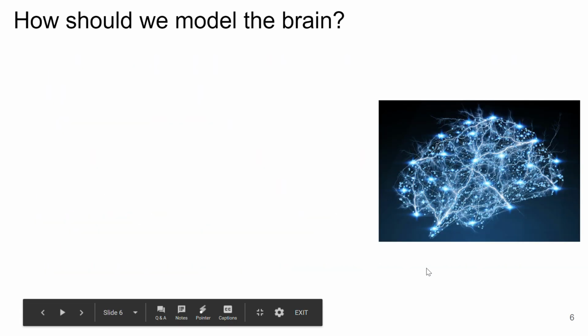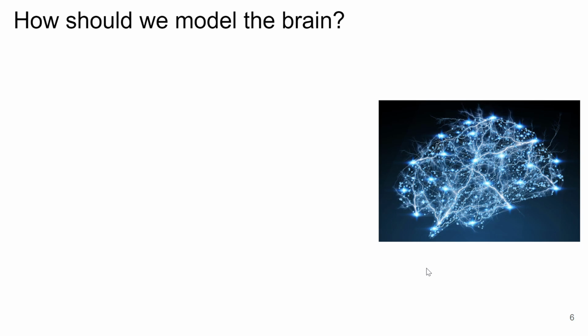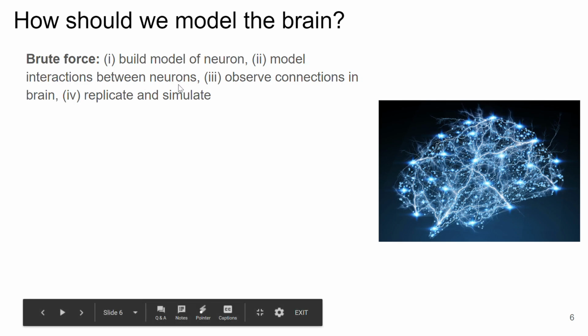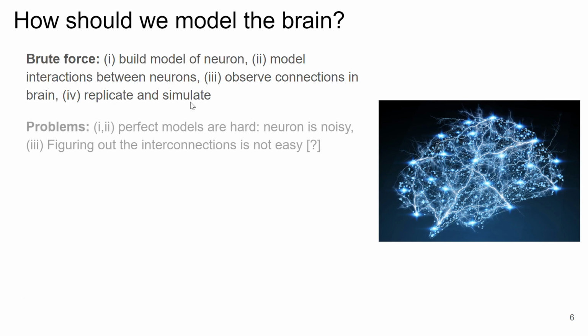So let's take a step back and think. How should we model the brain? The brute force approach would be to build a model of the neuron and build a model of interaction between neurons, observe connections in the brain, and then replicate the same and simulate. The problems with this are that it's hard to get the perfect model of neurons and the connections between them because they're generally very noisy, and even doing a high resolution scan and getting their interconnections is hard.